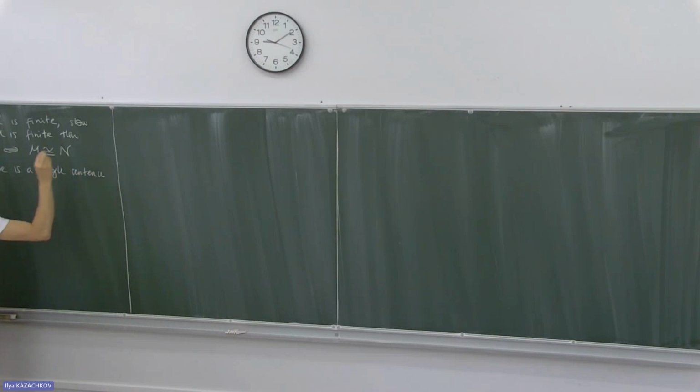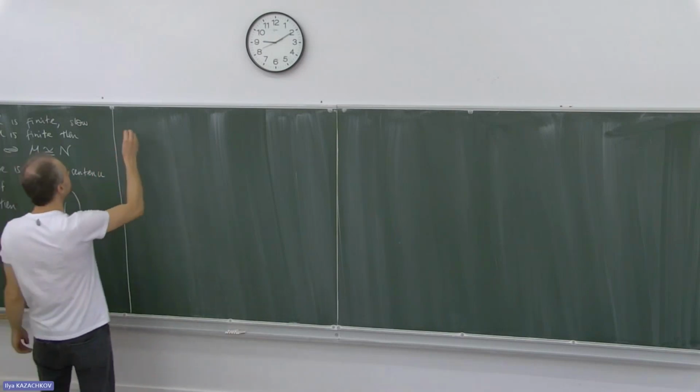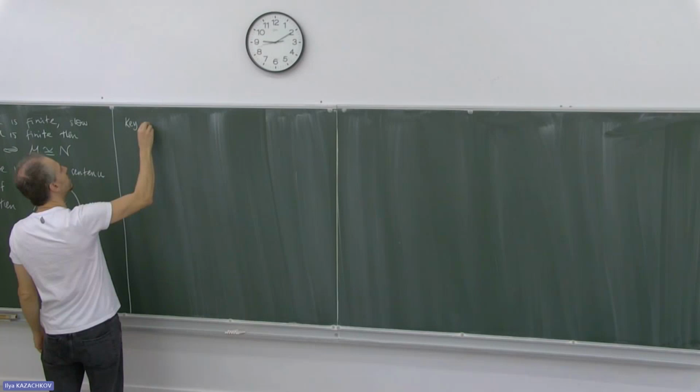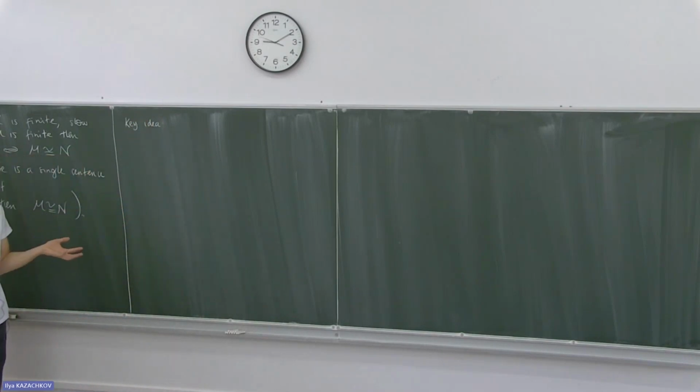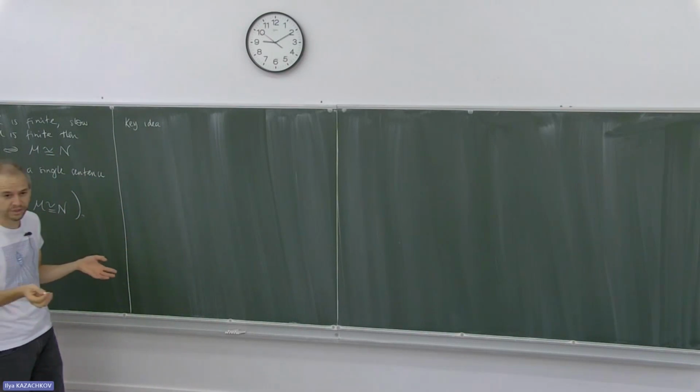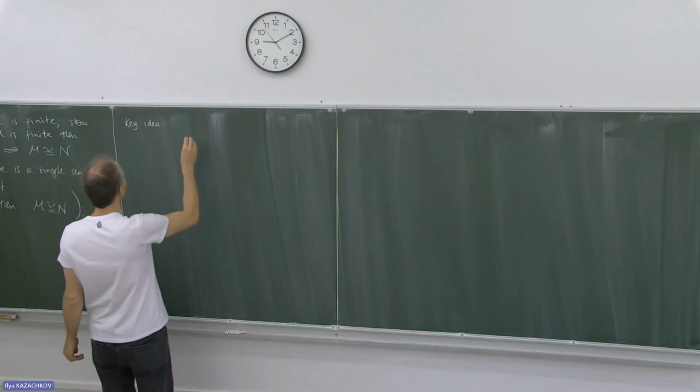There's a single sentence phi such that if N satisfies phi, then they have to be isomorphic, right? And this sentence is going to depend on this finite M. So perhaps the key idea is this fact that we can already say how many elements there are in M. So we start by saying directly how many elements we have in M.